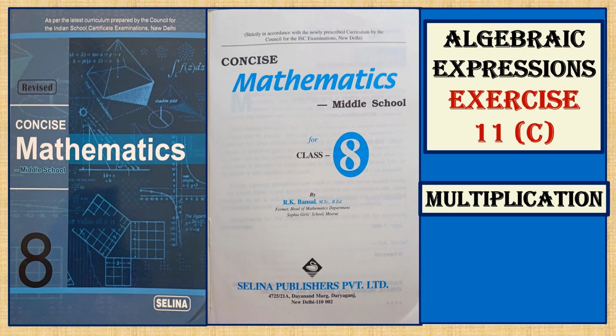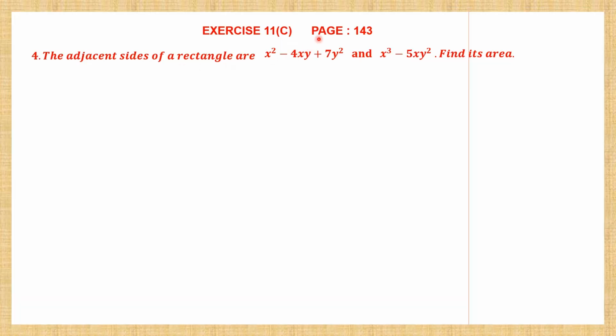Hello students, let's do algebraic expressions exercise 11C and we are doing multiplication. Page number 143. Question 4. The adjacent sides of a rectangle are given to us, and we have to find the area.